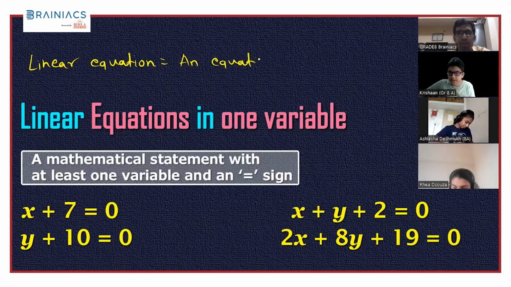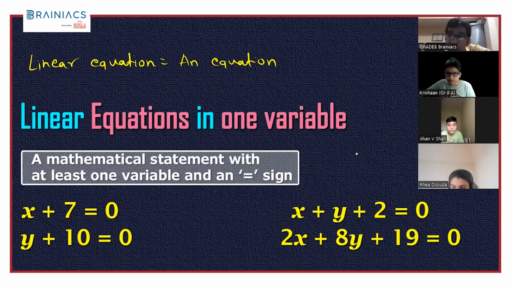Sir, I have a question. Yes, beta. So if the highest power of the variable is 1, then that means it's a linear equation, right? Yes, highest power of the variable, then it's a linear equation. So if it's more than 1, then it's not a linear equation. Yes, if it's more than 1, it's not linear. As simple as that. Okay, thanks.